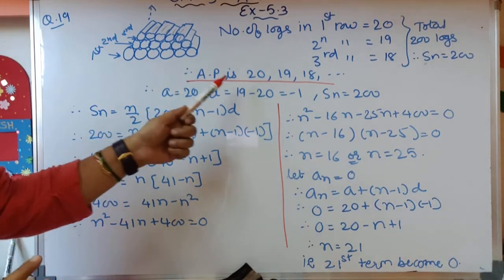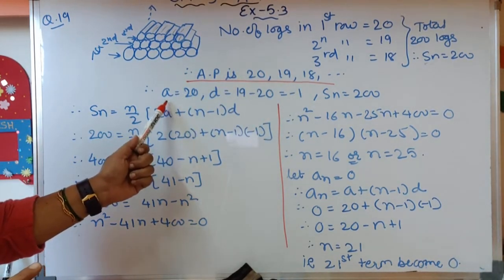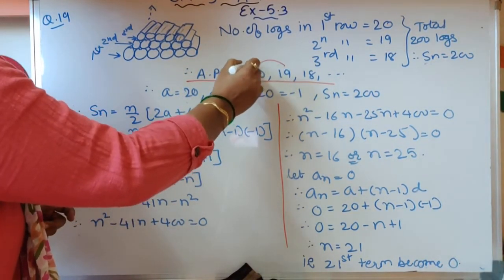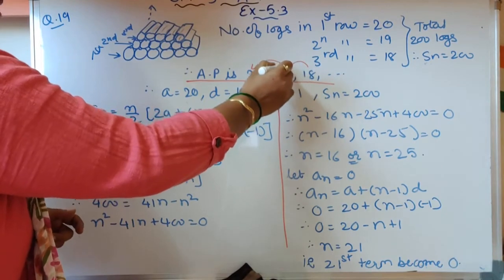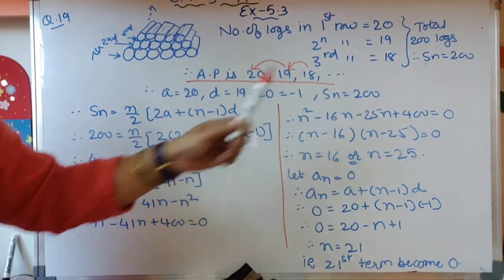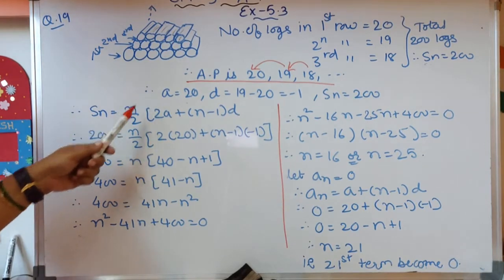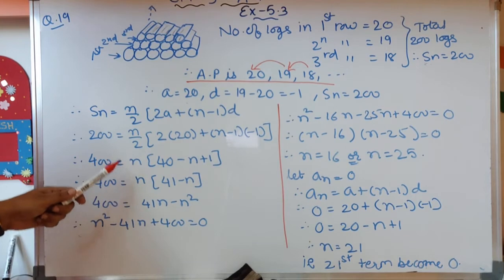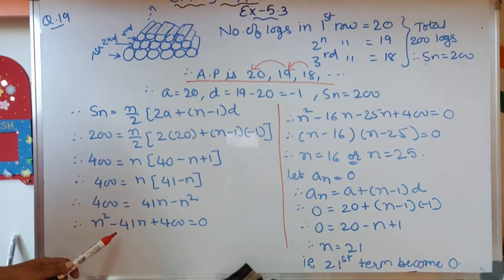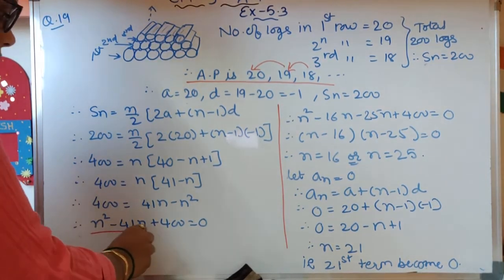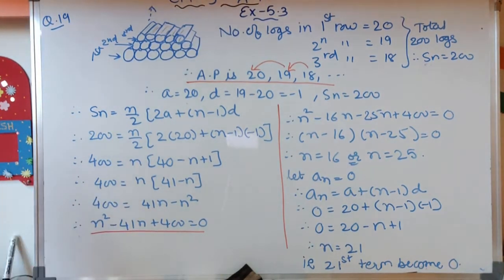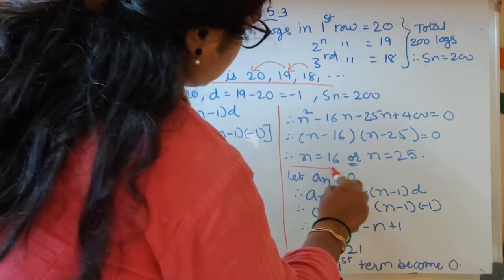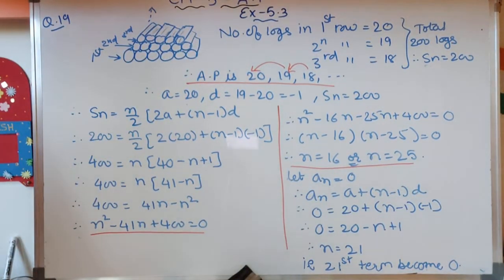So here the AP is 20, 19, 18. From that we got A, the first term, is 20. D is 19 minus 20, which is minus 1. 18 minus 19 is again minus 1. And Sn is 200. So by applying the formula n by 2 into 2A plus n minus 1 into D, we substitute the values and we got this equation: n square minus 41n plus 400. After doing the factorization, we got that n is equal to 16 or n is equal to 25.